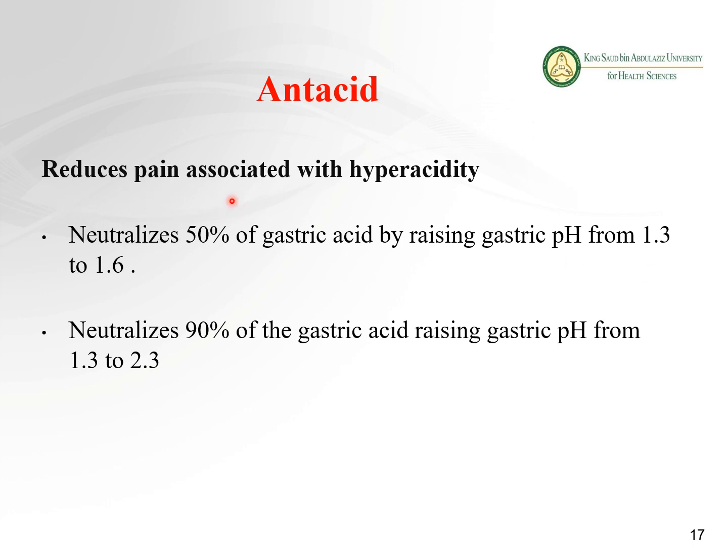So antacid reduces the pain associated with hyperacidity, because it neutralizes the acids. It neutralizes 50% of the gastric acid by raising the pH from 1.3 to 1.6. So this is the normal pH of the stomach. When it increases from 1.3 to 1.6 by these antacids, that means it is neutralizing 50% of the gastric acid. And if this pH goes from 1.3 to 2.3, that means this antacid is neutralizing 90% of the gastric acid, because this pain and burning effect is associated with this acidity. So if we decrease the acidity, that means we are decreasing the pain associated with this hyperacidity.